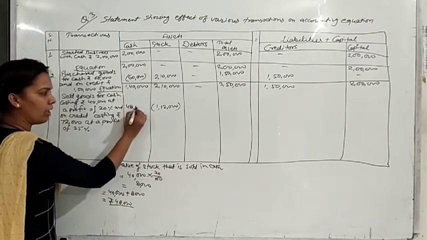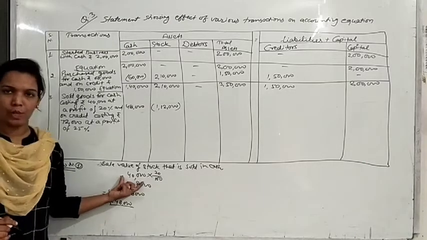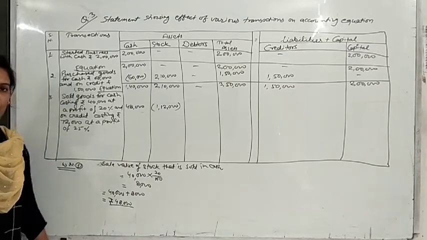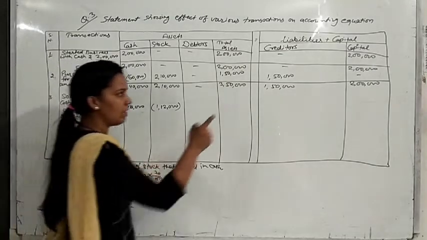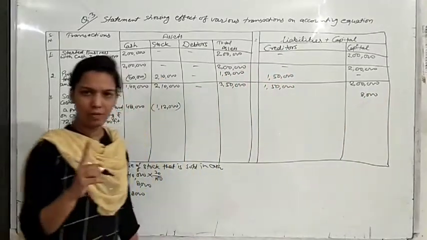So write here 48,000. Okay. One thing, that costing was rupees 40,000 but you are selling goods for 48,000. It means you got a profit of rupees 8,000, that will increase your capital. This is in the first transaction.